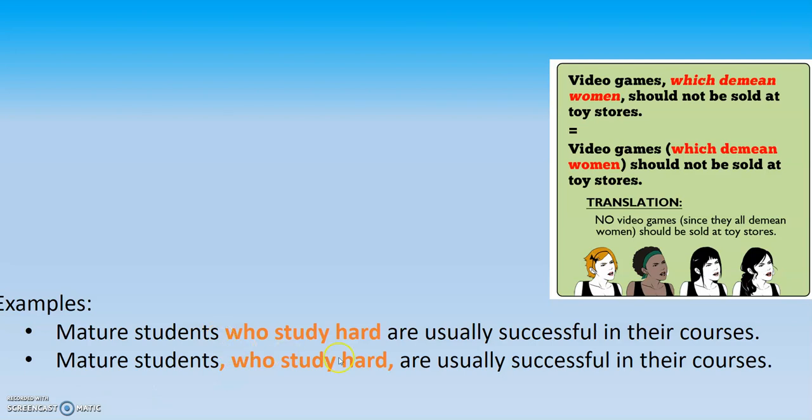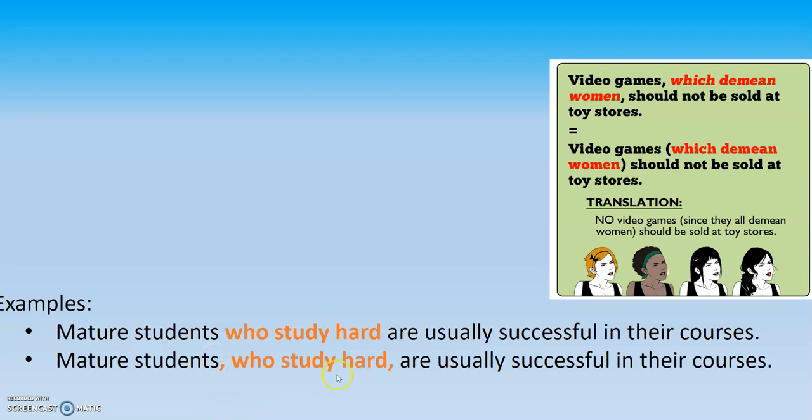In the first sentence, there's no comma. That means that this information is completely necessary to the sentence. I cannot take this information out. So this information is defining which mature students are usually successful. And it's only those mature students who study hard.